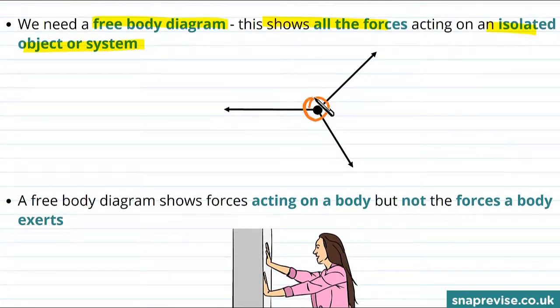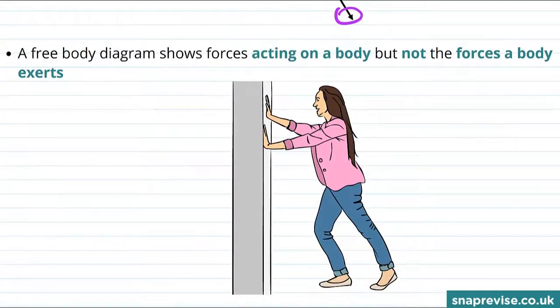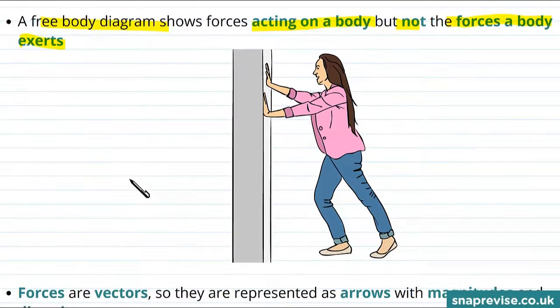So here we have an object and we have a collection of arrows which represent the forces that are acting on the object. Now, an important part of this idea is that a free body diagram shows the forces acting on a body, but it does not show the forces that a body is exerting. All we want to know about is what is happening to the object.